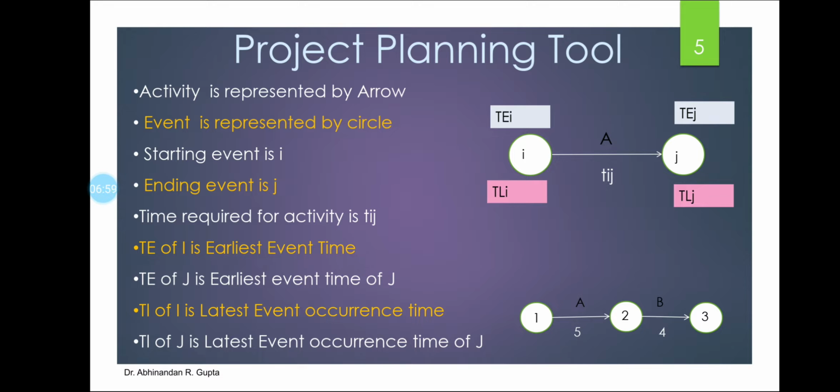As soon as you can start your event, you need to write above the particular event, in the form of TE, the earliest event time for event number I. Similarly, the earliest event time for event number J. The latest event time is normally written below the event, as TL of I, which again means the latest event time at I, and similarly the latest event time at J.